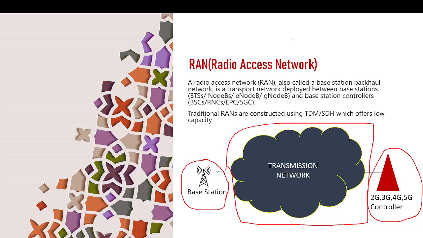But now when we are evolving to IP, we can do higher capacities. There are networks that are doing 800 gigabits. There are those that are doing 100G, 10G, depending on the capacity of the service provider networks. But here the key highlight is the radio access network is just the transmission network from the base station to the controllers. So that is what we are calling the radio access network.